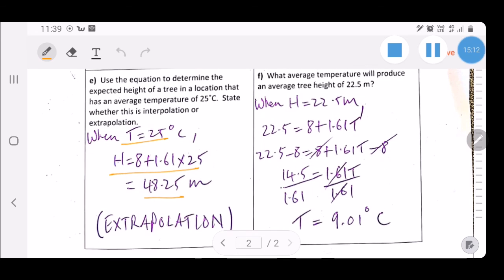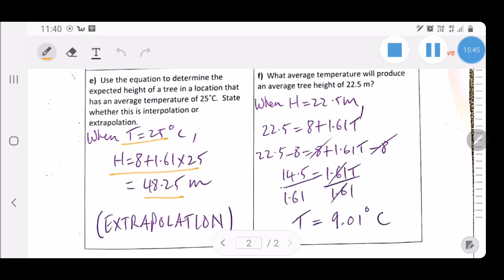All right, and finally, question F. What average temperature will produce an average tree height of 22.5 meters? Okay, so for this particular question, we're being given a height, an average height, which is 22.5 meters, and we're asked to calculate, using the equation, the corresponding average temperature. We're being asked to make that prediction. Given a particular height, what temperature do you predict that corresponds to?